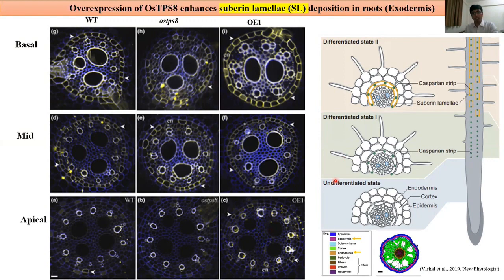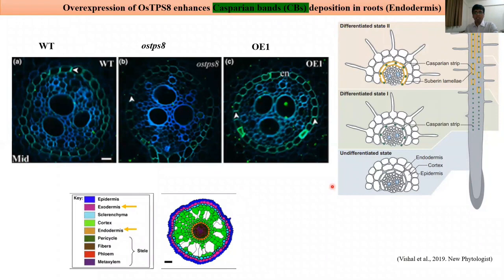Again, we also checked the Casparian bands by staining with berberine sulfate. This gives the green color upon microscopy. Here you could see this is the endodermis region, and here the green color shows the Casparian bands.